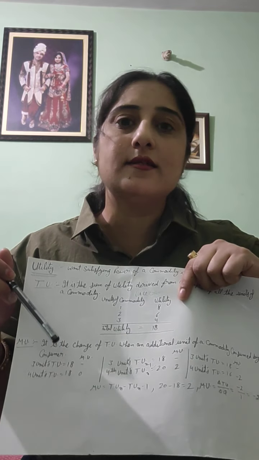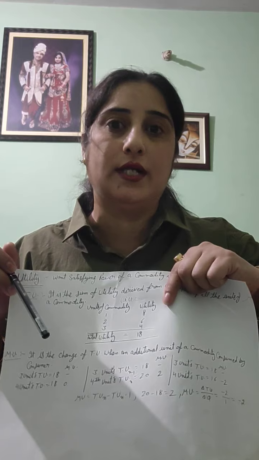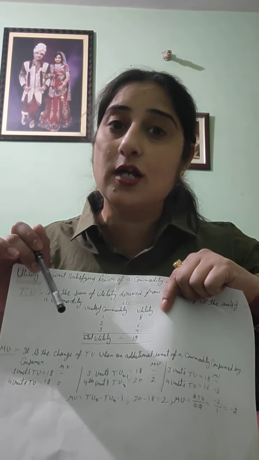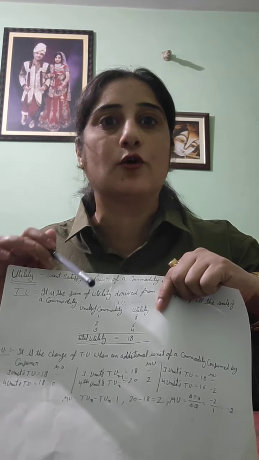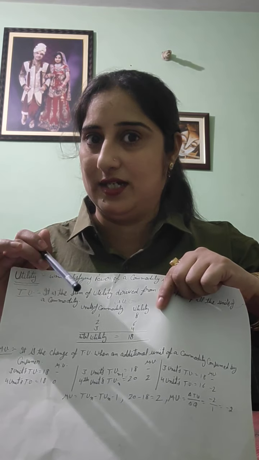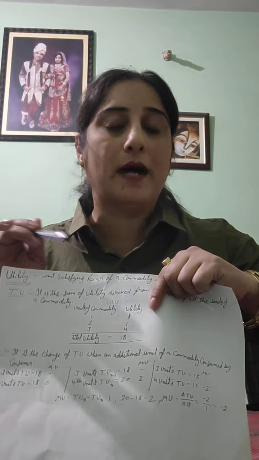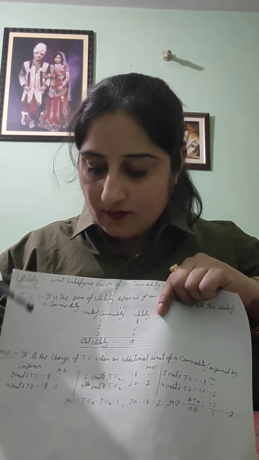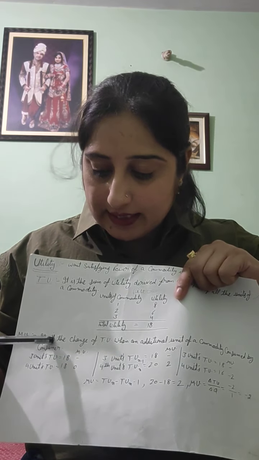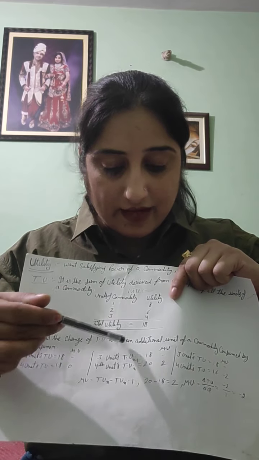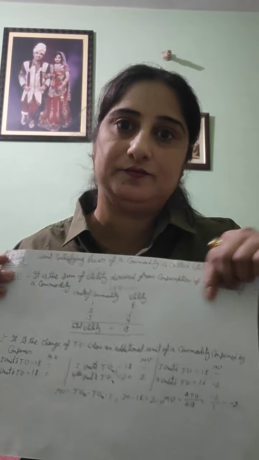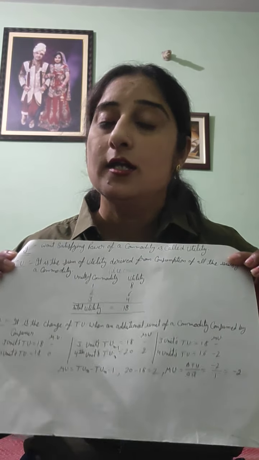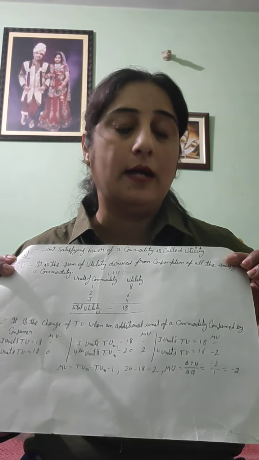Marginal utility is the change in total utility due to consuming an additional unit of a commodity. When we consume an additional unit of a commodity, there will be a change in total utility, and this change is called marginal utility. There are two formulas.